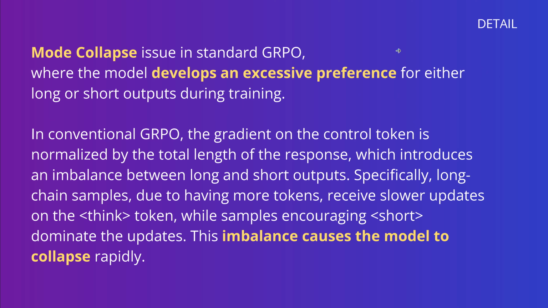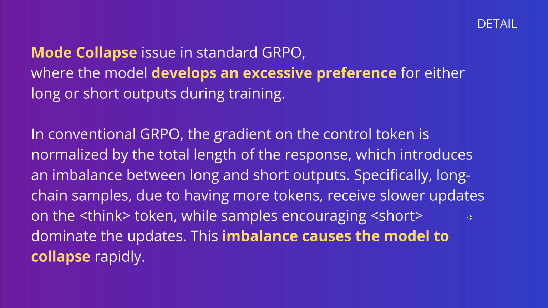From another perspective, the model develops in the classical GRPO an excessive preference for either the long or the short outputs during the beginning of the training, because the gradient on the control token is normalized by the total length of the response, which introduces an imbalance between the long and the short outputs. So the long chain samples, due to having simply more tokens, receive a slower update on the think token, while the samples encouraging the short mode now dominate the update. And this imbalance causes the model to collapse rapidly.